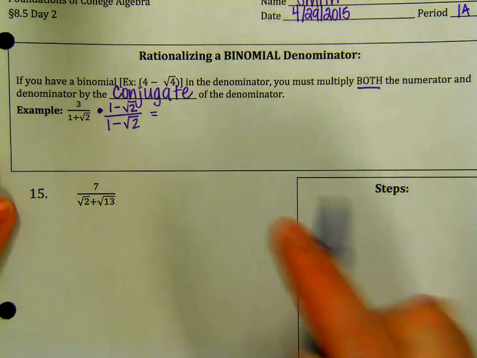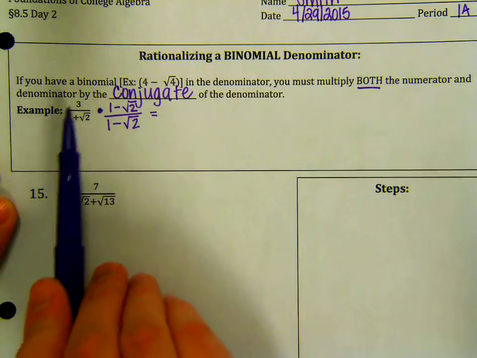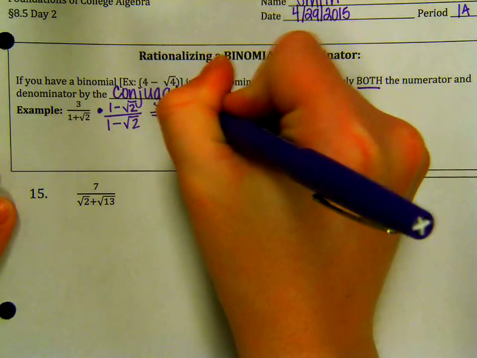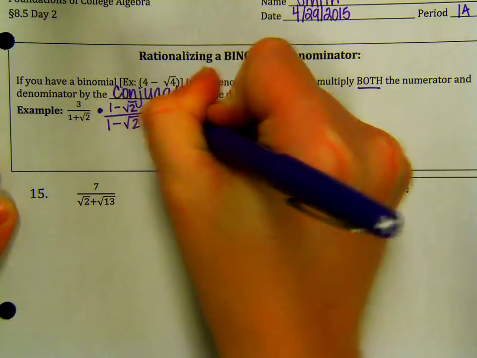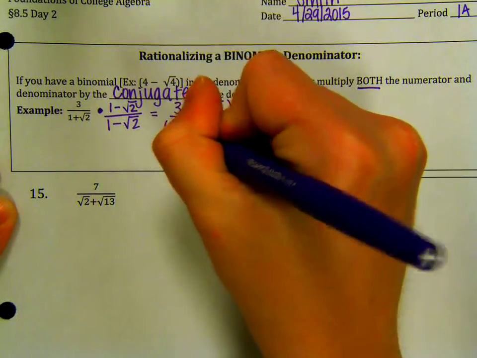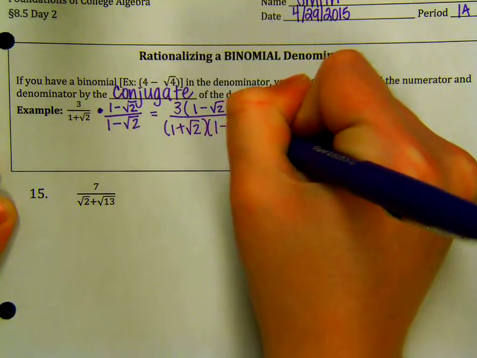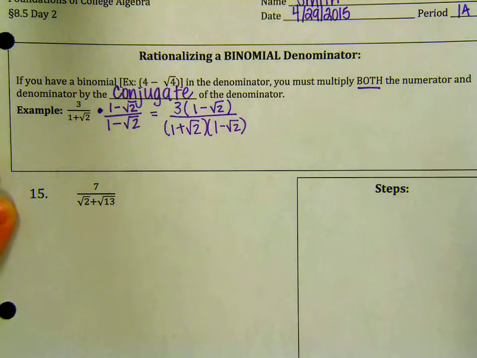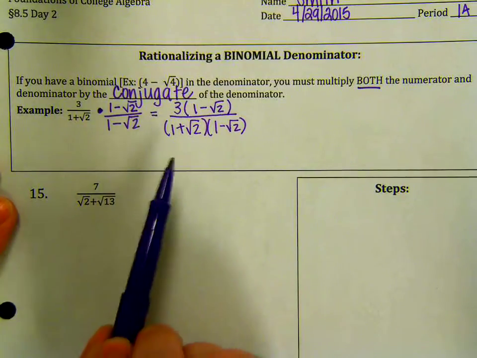I'm going to rewrite this, so that's my second step, just so that it looks more like multiplication to me. So 3 times 1 minus square root of 2 over 1 plus square root of 2 times 1 minus square root of 2. This step and this step are exactly the same. They just look different because this looks more familiar to us.